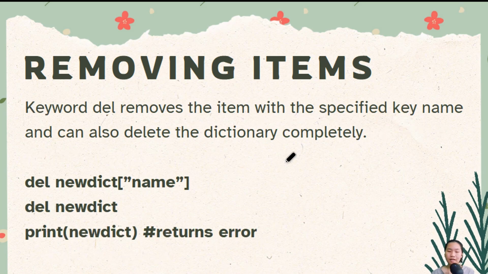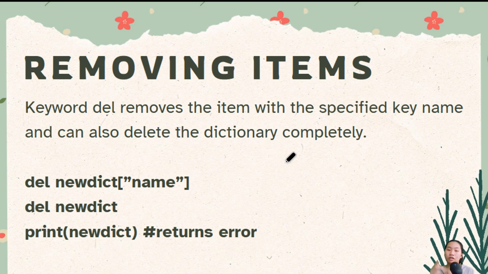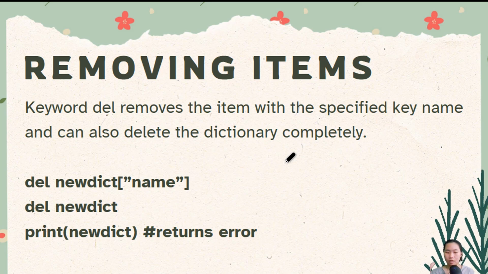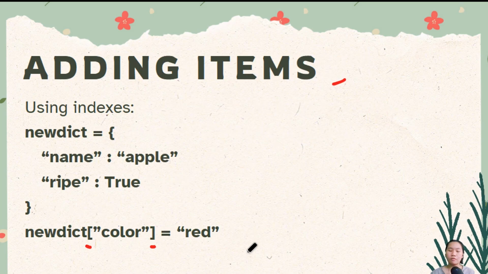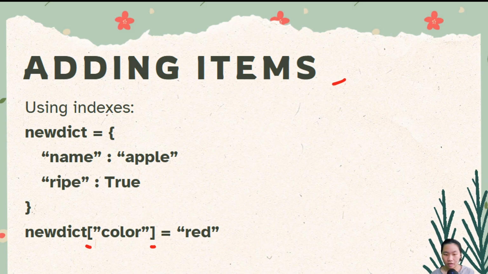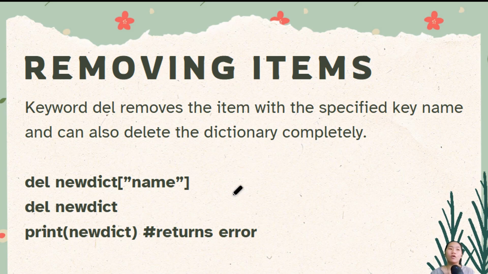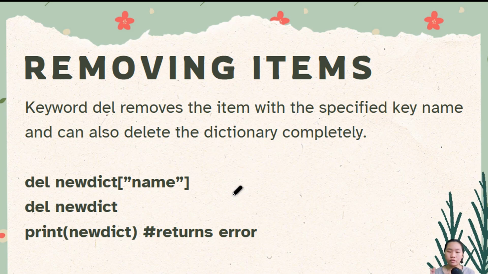Next up is del, or delete. It will remove the item with a specified key name, but it can also delete the entire dictionary completely. Now you have del, new dictionary, square brackets, double quotes, just like we see over here. The first thing that we saw, using indexes, square brackets and double quotes. Same thing over here. Now it will delete, or completely take out, the name key with its corresponding value out of the new dictionary.